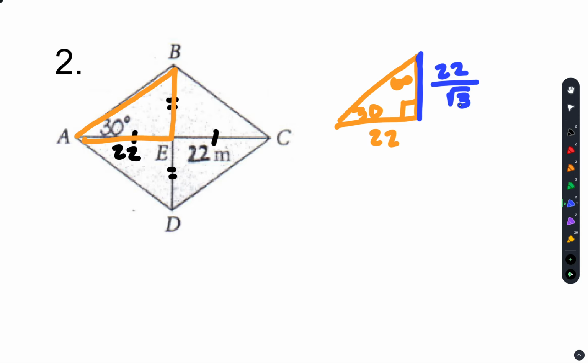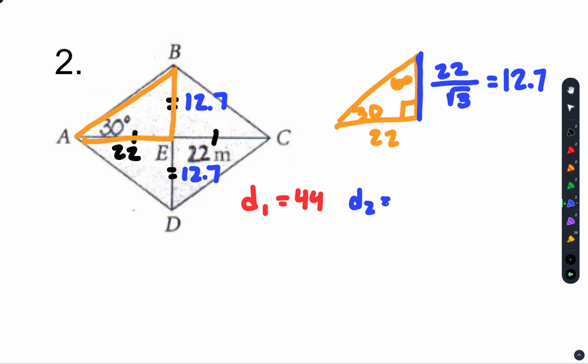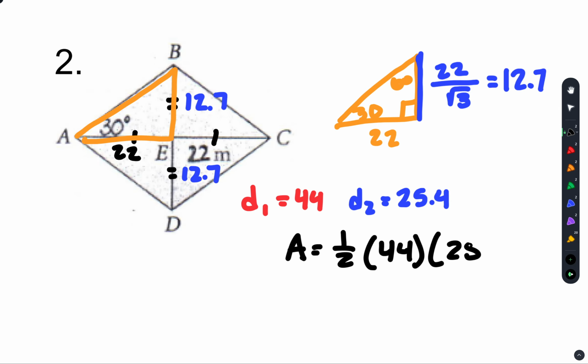I am really not going to need exact answers here, so if you want to go ahead and round that right away rather than rationalize that, I'm totally fine with that. This rounds to 12.7. Again, we're not going to forget to multiply that by 2. So diagonal 1 here is 44, and diagonal 2 is 25.4, I believe. Which is 558.8.